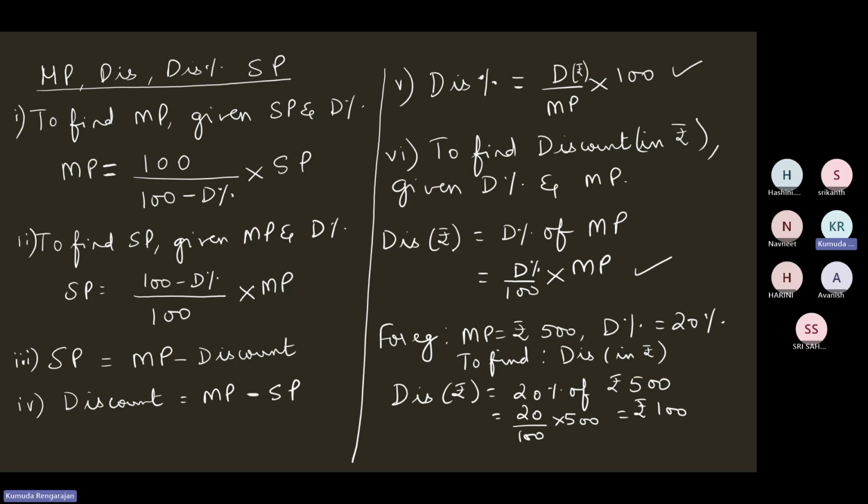To find discount in rupees, it is D% of the mark price. D% means D by 100. Whatever the D% is, 20% means 20 by 100, into mark price. You can see the same things here. Here it is into 100, here it is by 100.